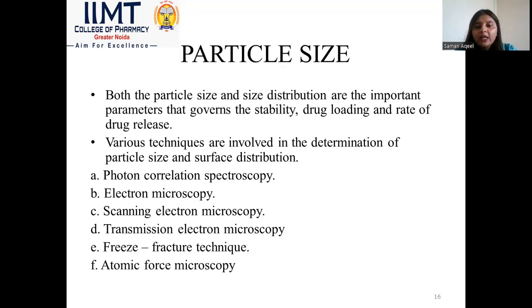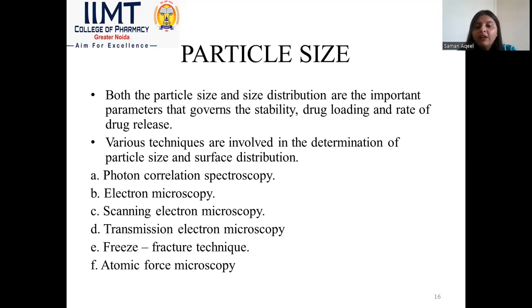The first one is the particle size. The particle size indicates what is the size of the particles or the nanoparticles. Both the particle size and size distribution are the important parameters that govern the stability, drug loading, and rate of drug release. The stability of our product, the drug loading, and the rate of drug release, these are dependent on particle size and size distribution of nanoparticle.